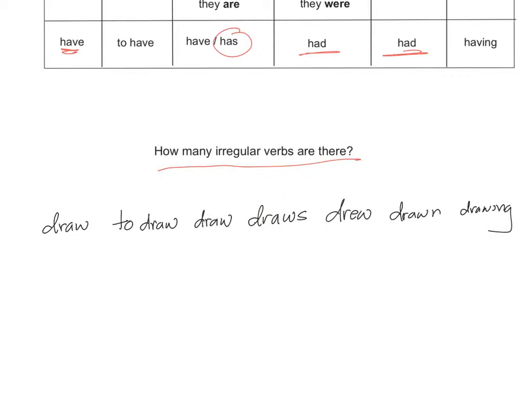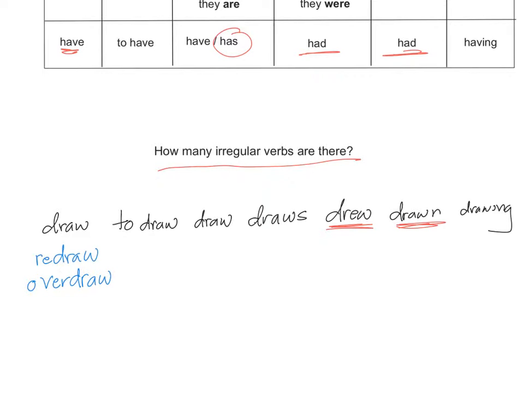So this is an irregular verb because it does not follow the rule for the preterite form. If it was regular, it would be drawed, but it's drew. Likewise, if it was regular, it would be drawed, but it's drawn for the participle. So this is an irregular verb. But we can also take this root form, this irregular verb, and add some prefixes onto it to make new verbs like redraw or overdraw.